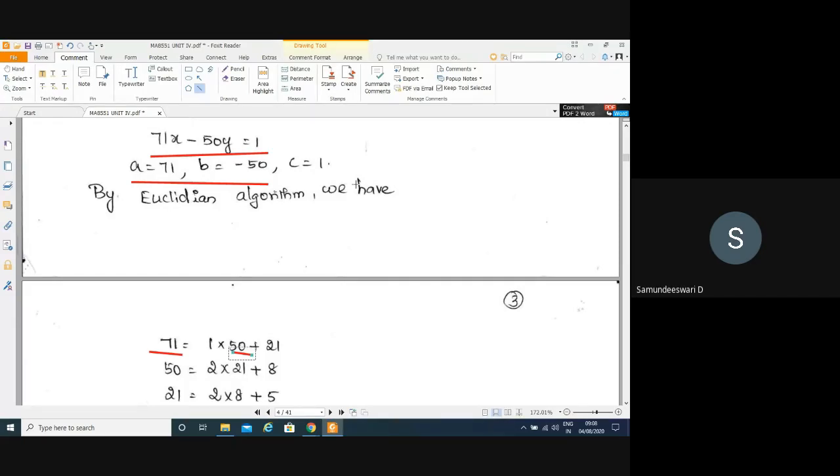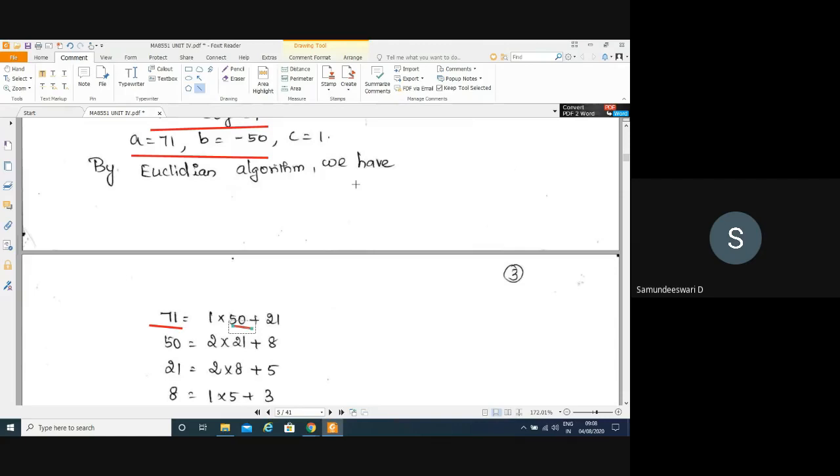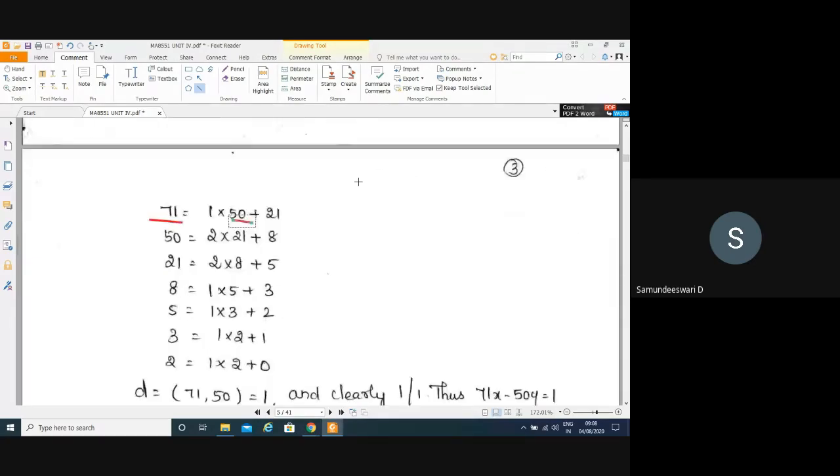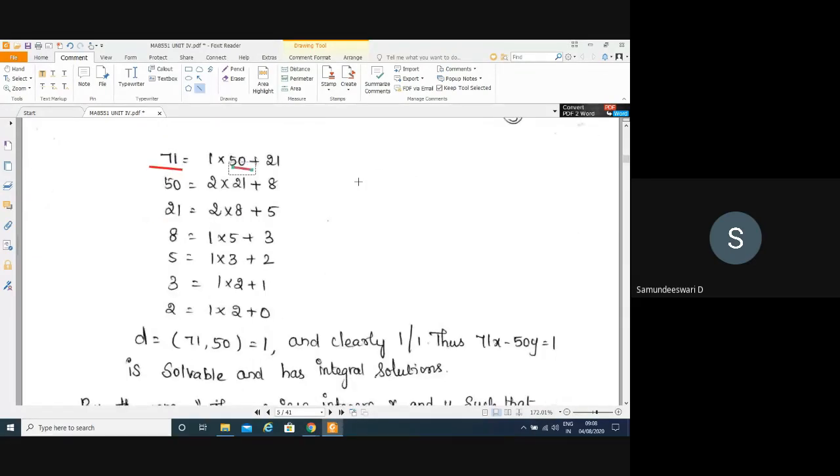So 71 is equal to... In these two terms, 71 and 50, the highest value is 71 and the smallest value is 50. So I'm going to divide 71 by 50. Our dividend is 71, the divisor is 50. If you divide it, we get the quotient 1 and remainder 21. So 71 equals 1 into 50 plus 21. Dividend equals quotient into divisor plus remainder.